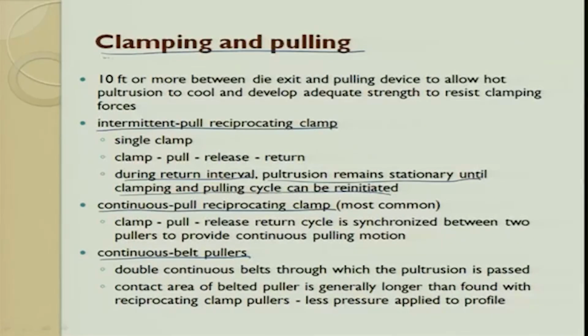So, these are basically different types of pulling techniques which are used in the shop floor to produce a good quality output. Continuous pull reciprocating clamp, here the release return cycle is synchronized between the pullers to provide a continuous pulling. So, that is what we said.